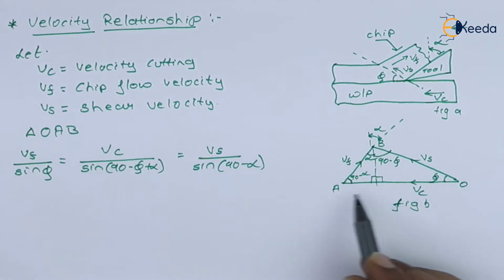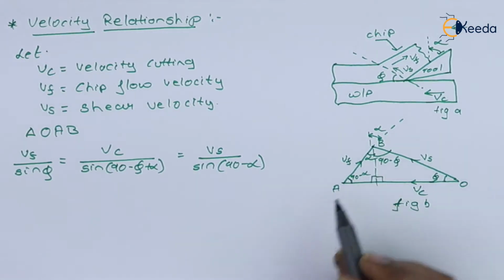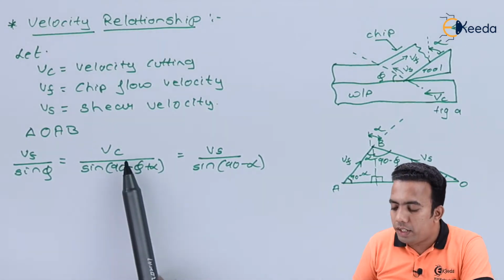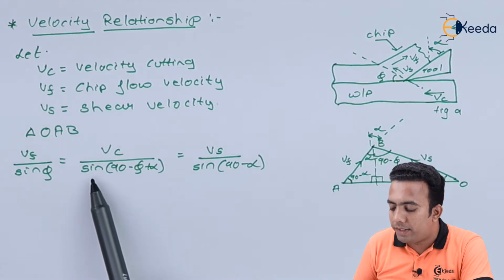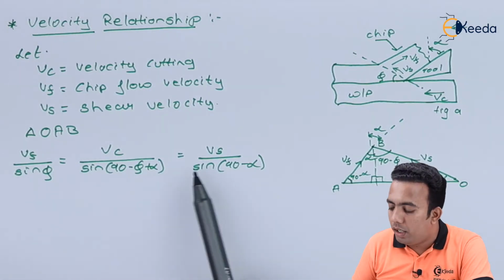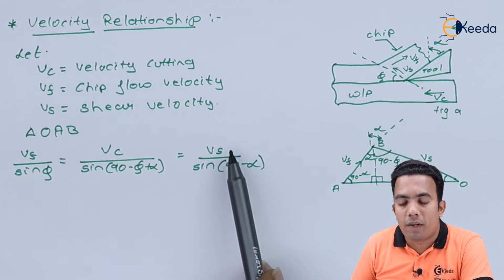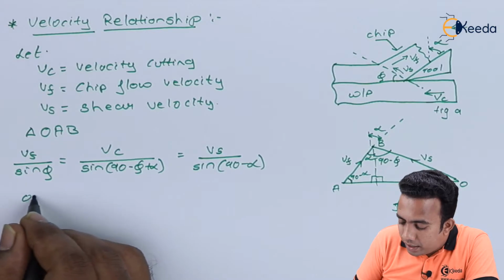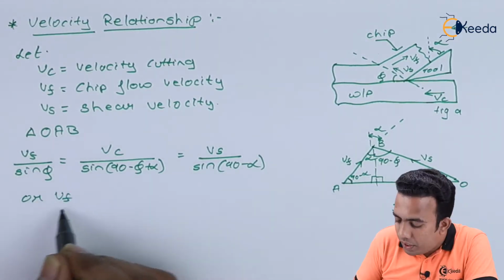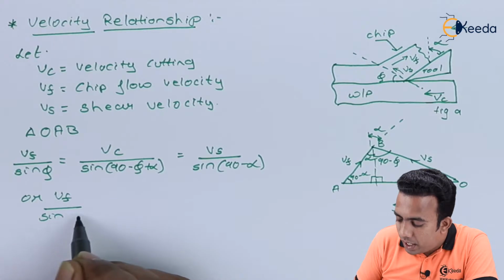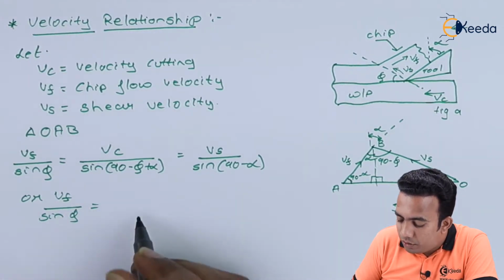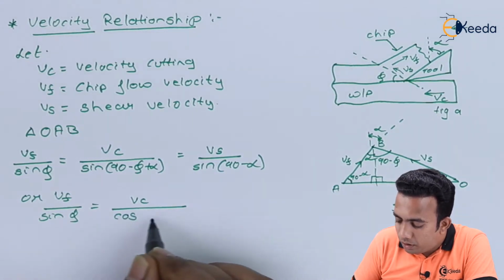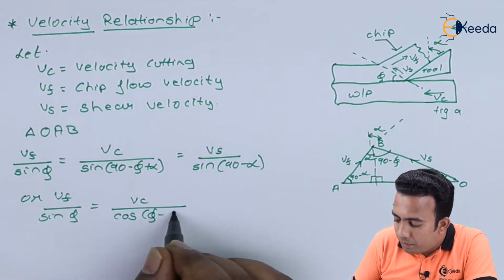From this triangle we get the equation: chip flow velocity Vf upon sine of phi is equal to Vc, the cutting velocity, divided by sine of 90 minus phi plus alpha, which is equal to Vs, the shear velocity, divided by sine of 90 minus alpha. Or we can write it as Vf upon sine of phi is equal to Vc upon cos of phi minus alpha.